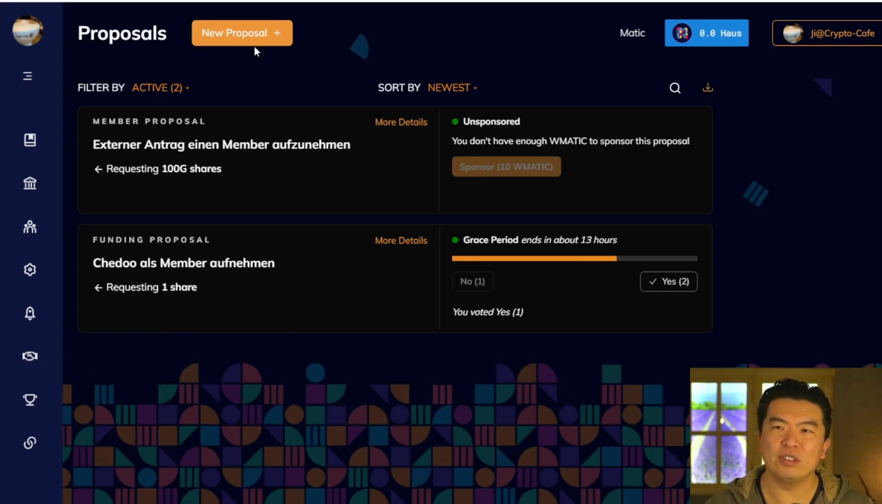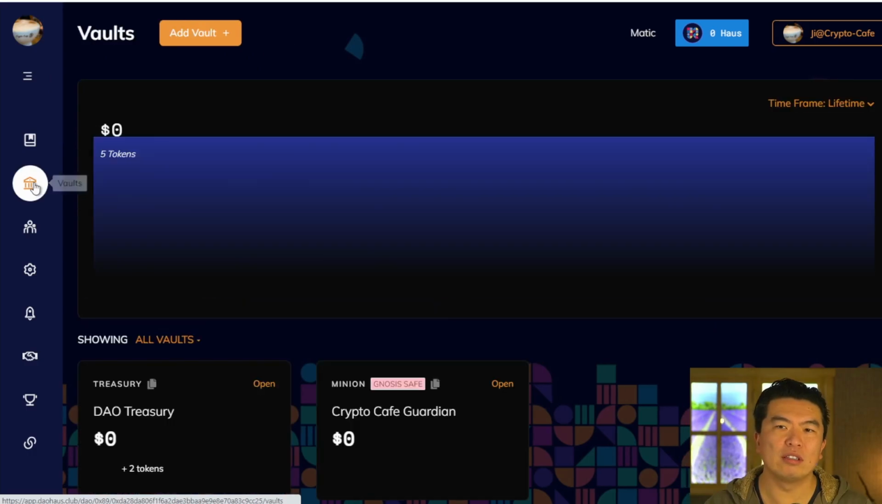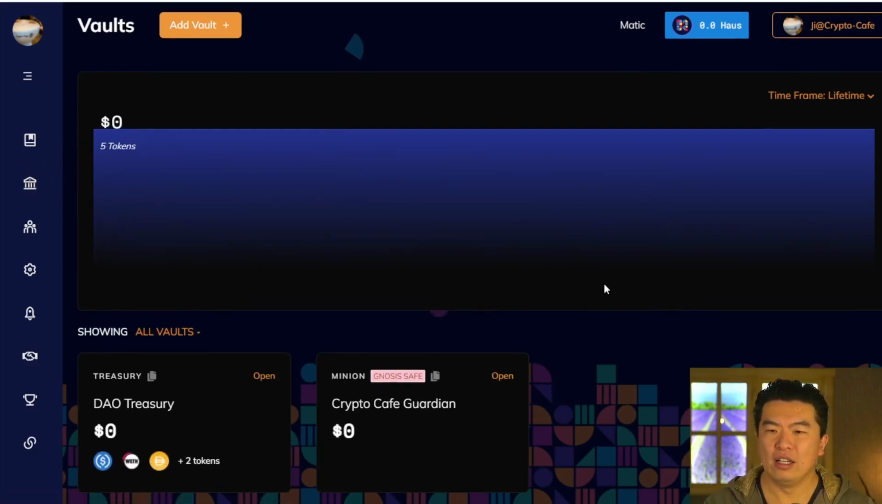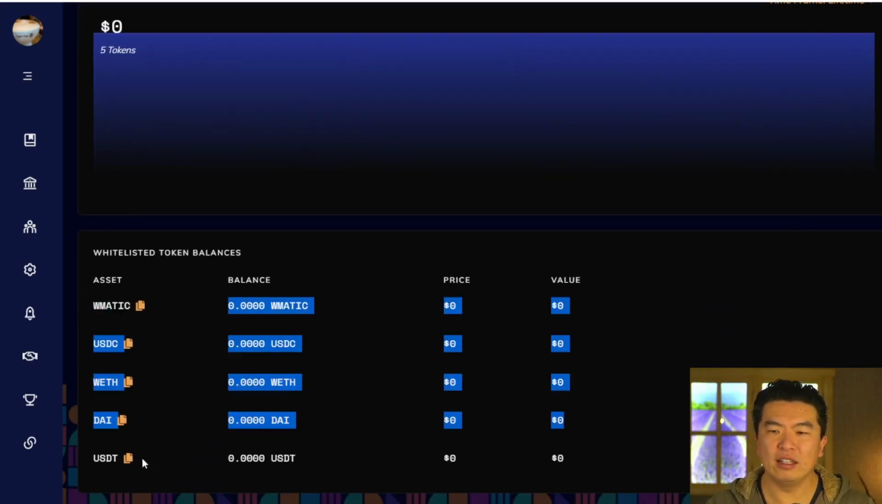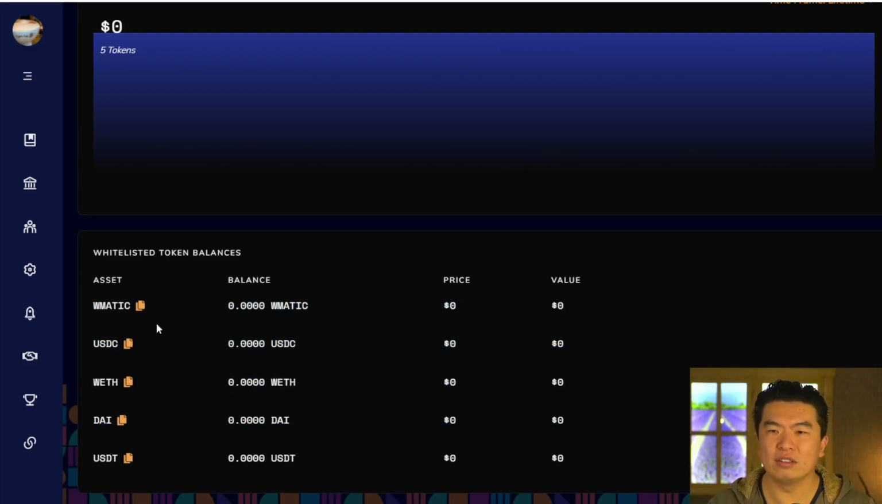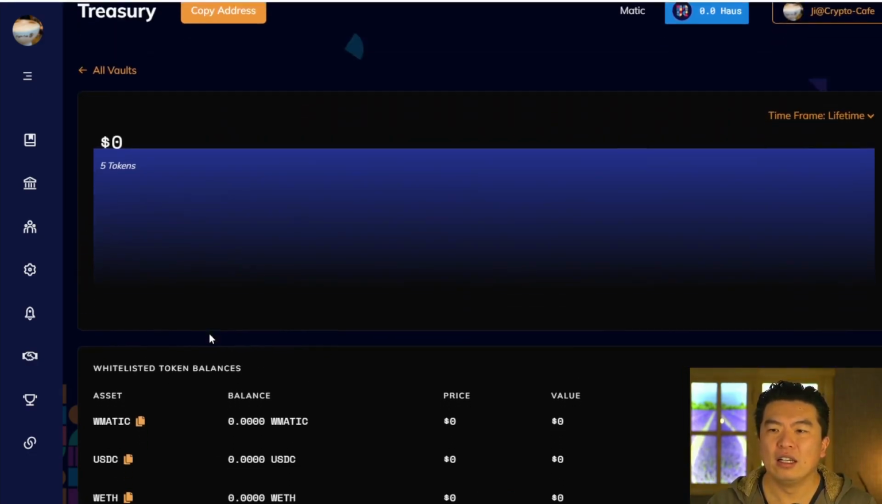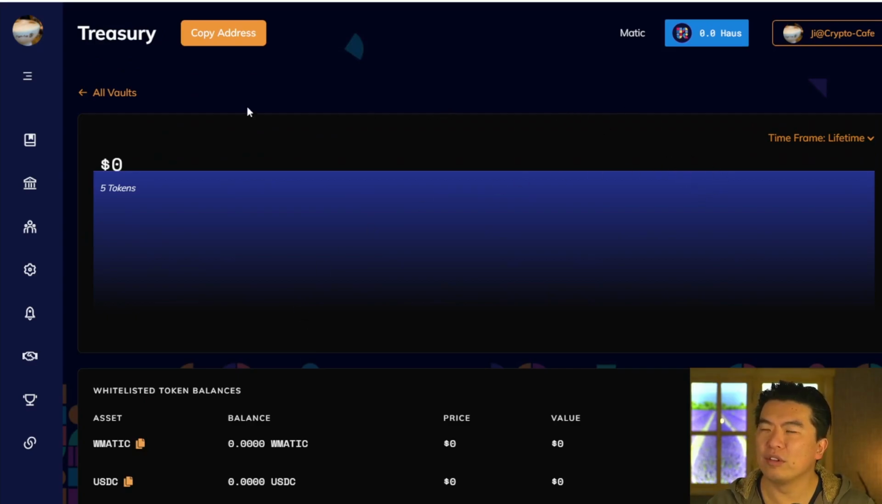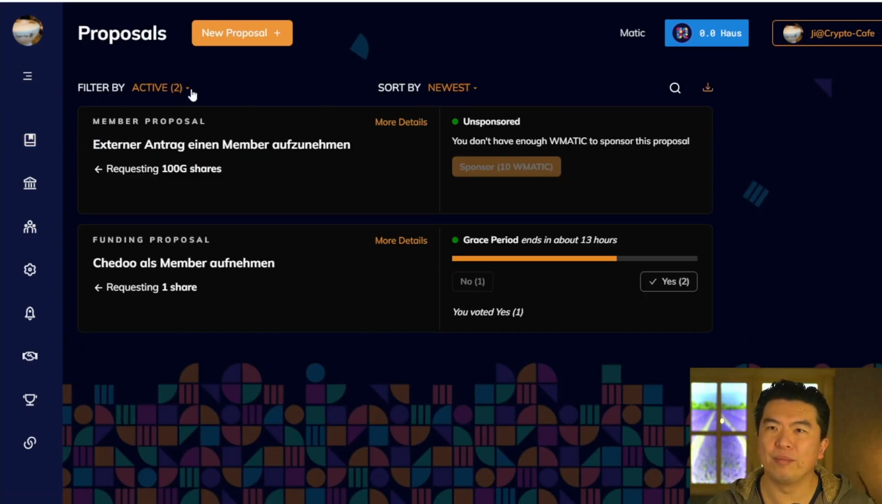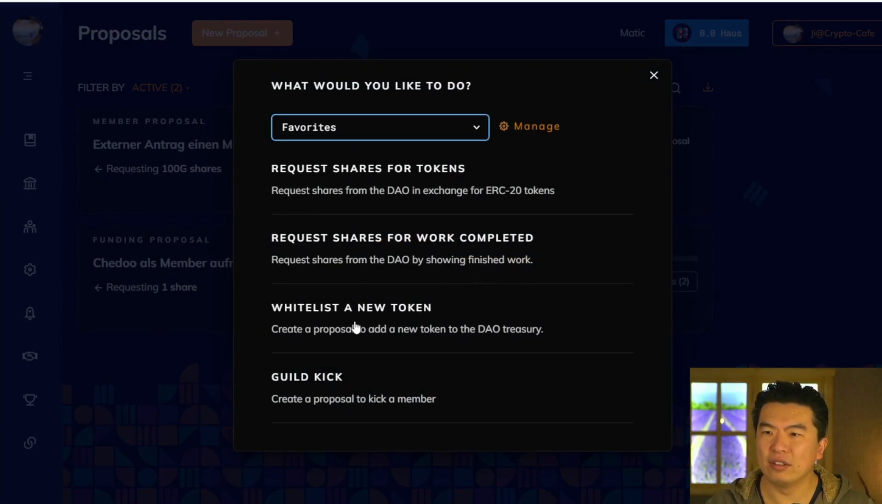Okay, let's get on with this. The next one is a vault. It's not very interesting. You can basically open the treasury and you can see this is what I said about the token which I added at the beginning of the creation of the DAO. These are those 5 addresses which I put in the first text box. These are accepted at this time, and of course you can use new proposals like here, and whitelist a new token, right? And then you can put a token like Shiba Inu, whatever you like, into the DAO.